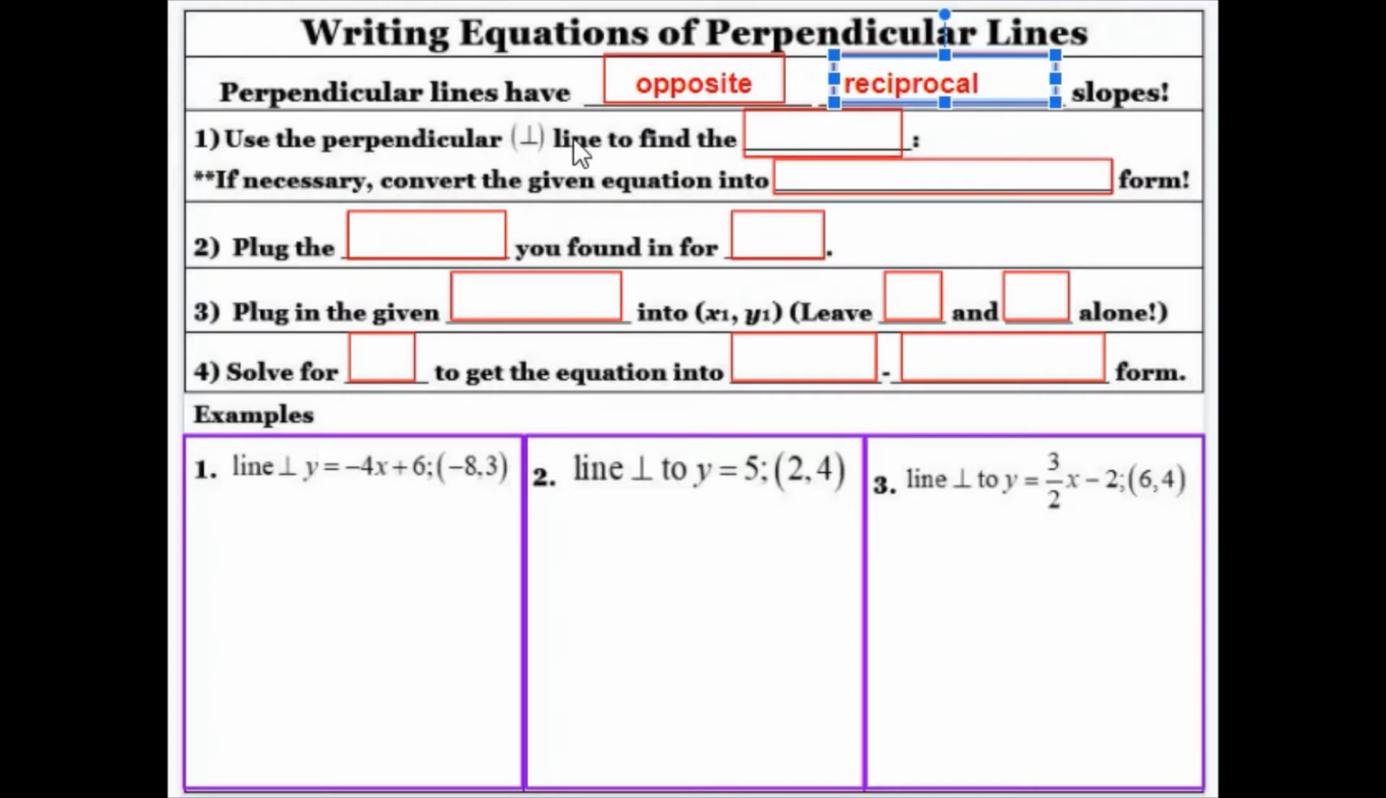So we'll use the perpendicular line to find the slope, and if necessary, we'll rewrite it into slope-intercept form so that we can find the slope easily. For example, if they give you the equation in standard form, you're going to have to solve it for y first. We're going to plug in the slope that we found in for m, and then plug in the point into x1 and y1, leaving our x and y alone. Once you've plugged it in point slope form, solve it for y to get it in slope intercept form.